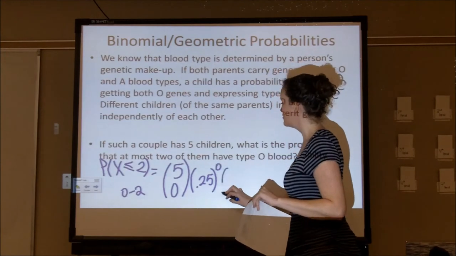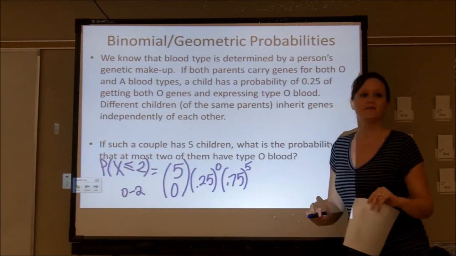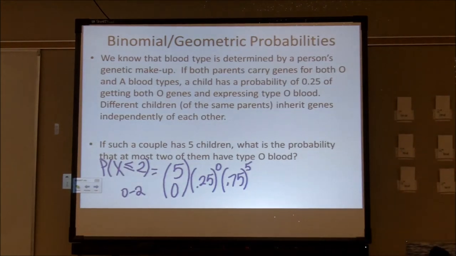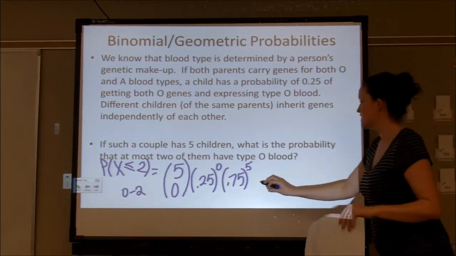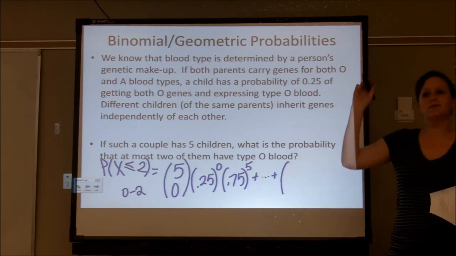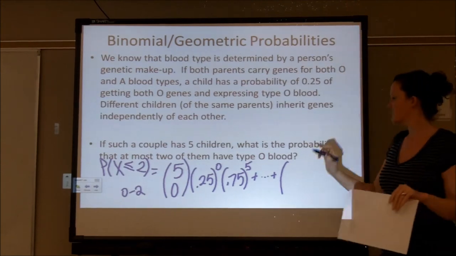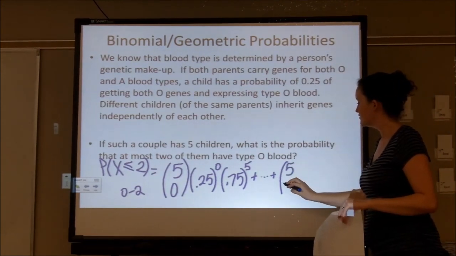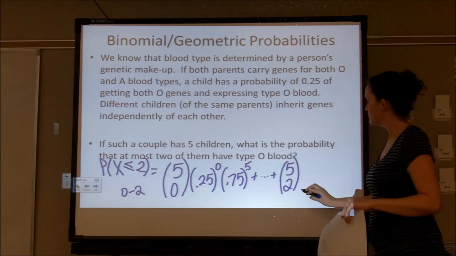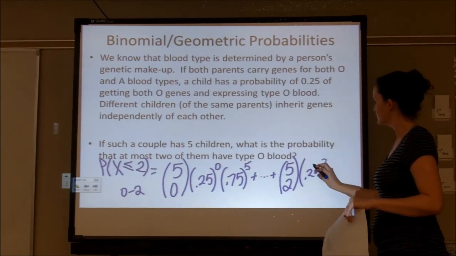0.25 to the zero. 0.75 to the five. Thank you. Plus dot, dot, dot. Plus, now I do the two term. Can somebody raise their hand and give me the whole two term? Michaela? 5 choose 2. Okay.